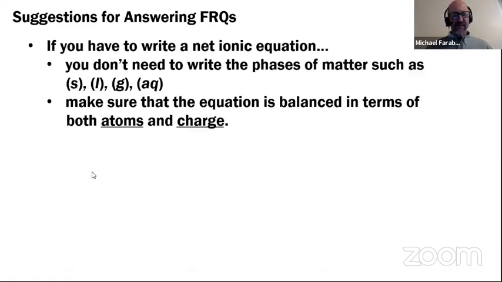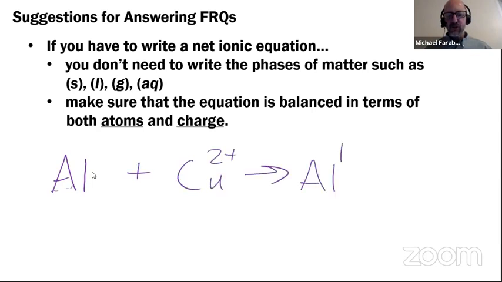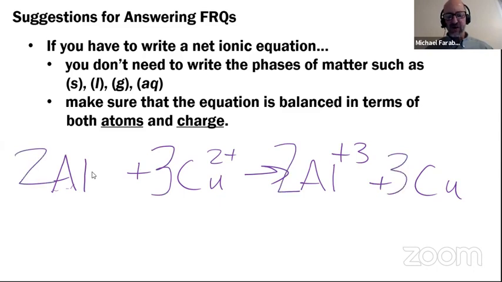All right, with respect to reactions, if you have to write a net ionic equation, you don't need to write the phases of matter, but you should make sure that your equation is balanced in terms of both atoms and charge. Here's an example. If I have, let's say, aluminum plus copper ion, and then my products are the aluminum ion and copper, like that. That's balanced in terms of atoms, but it is not balanced in terms of charge until I do something like this. So pay attention to both atoms and charge.